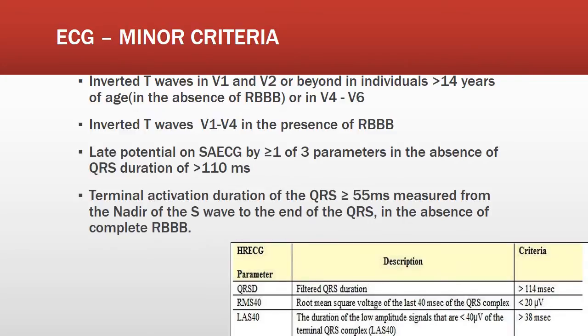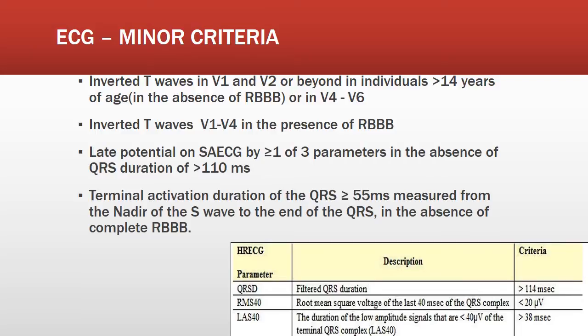So as regards minor criteria on ECG, if you have inverted T waves in V1 and V2 or beyond in individuals of more than 14 years, or even in V4 to V6, in the absence of right bundle branch block, that's a minor criterion. If you have inverted T waves in V1 to V4 in the presence of right bundle branch block, that's a minor criterion.